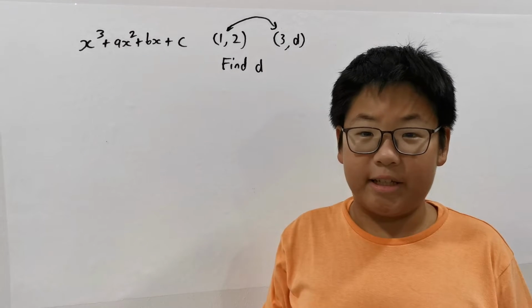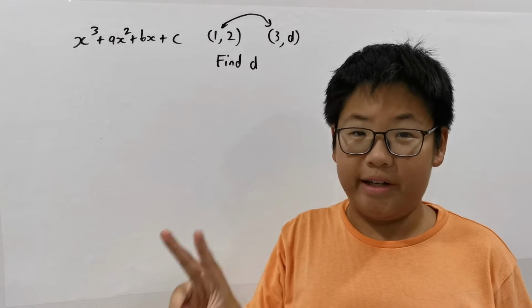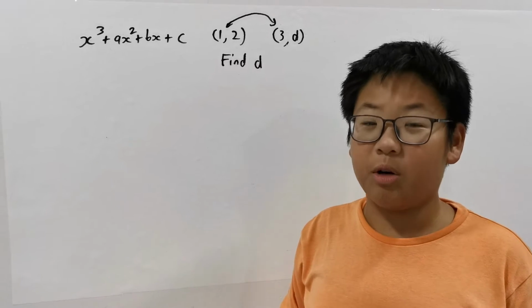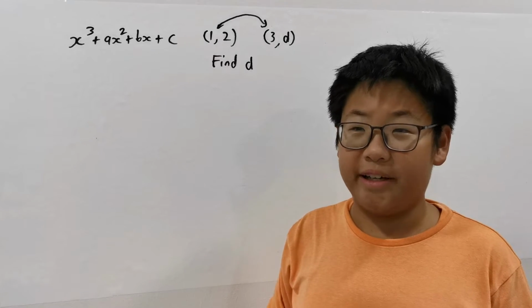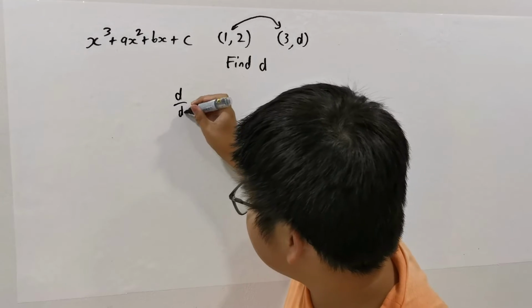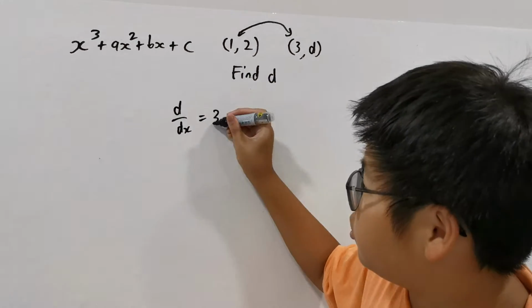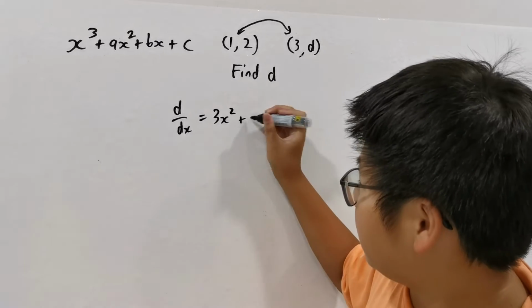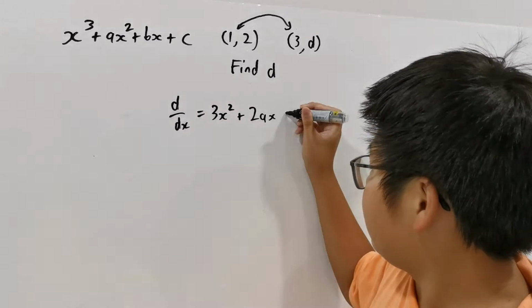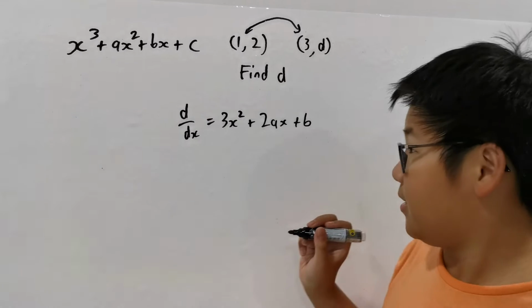Because a cubic always has two stationary points, the derivative of the cubic is always a quadratic. Watch this. The derivative of a cubic is always a quadratic, because if you d over dx it, this becomes 3x squared plus 2ax plus b, and the constant term plunges into the abyss.